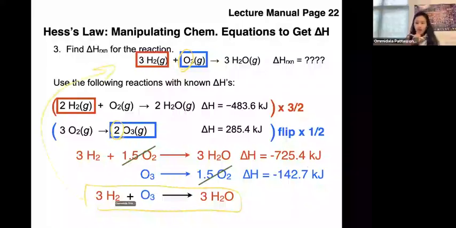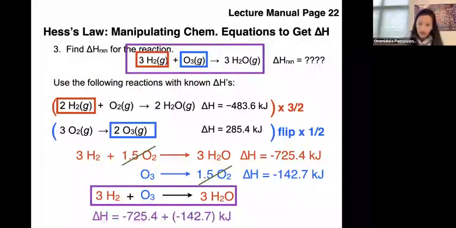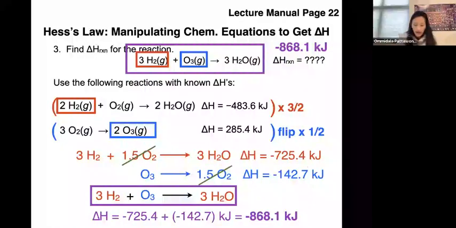Note that when you are checking your answer, your overall equation has to come out to be exactly what you are looking for. If they are not the same, that means you manipulated the equation incorrectly. After you get the same, all you have to do is add all those delta H together to get the final delta H. It comes out to be an exothermic reaction in this case.